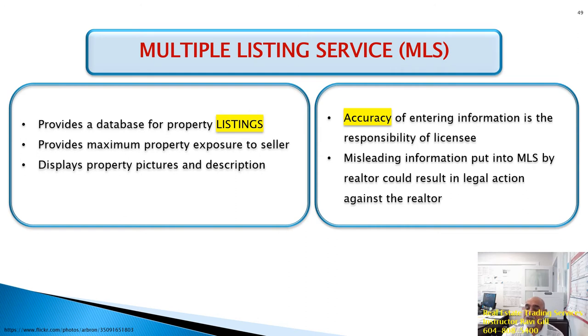For your examination, the accuracy of, let's say the home that you're listing is 5 bedrooms, but you put in 4 bedrooms, or you put in 6 bedrooms. That's inaccurate information, and that information is yours as a realtor to provide to the board, and the board will put it up on the computer. So the accuracy is the responsibility of the realtor. You're not allowed to put any misleading information into the MLS.